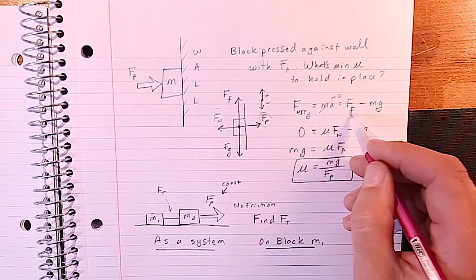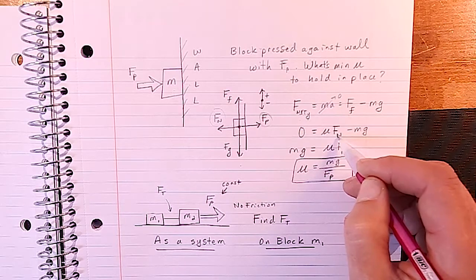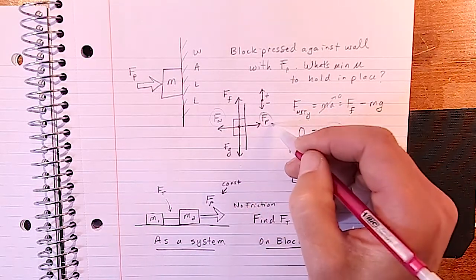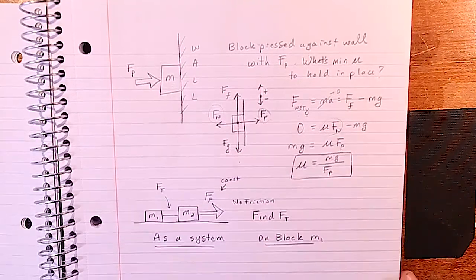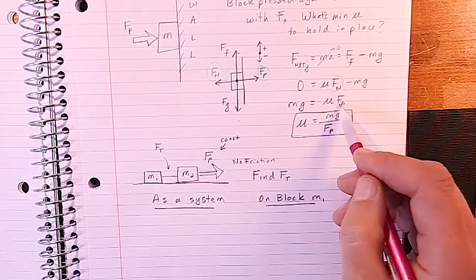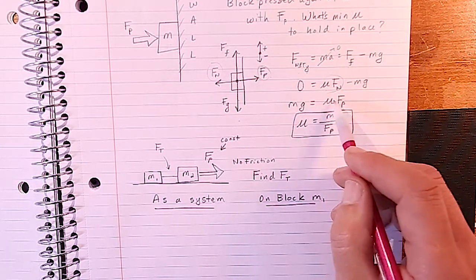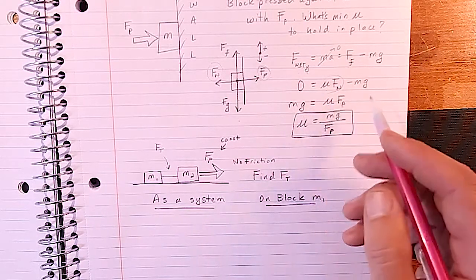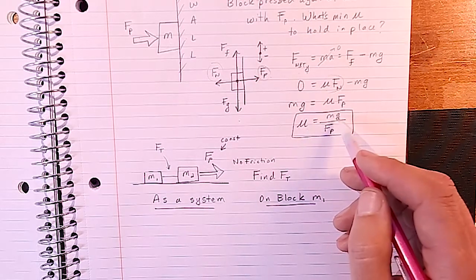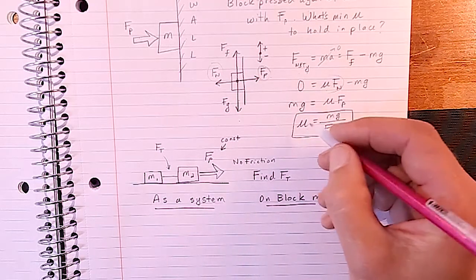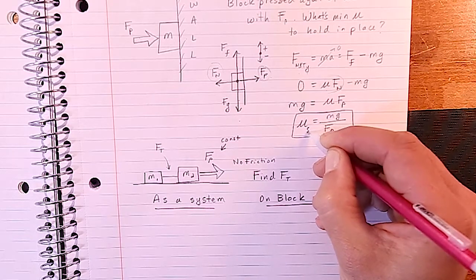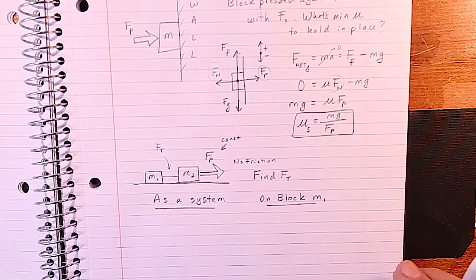And we know that Ff is mu Fn. But remember, Fn in this case is equal to Fp. So we can sub in Fp for Fn. Solving for mu, we would just divide through, and mu would be equal to mg divided by Fp. And because it's not moving, that would be static friction.